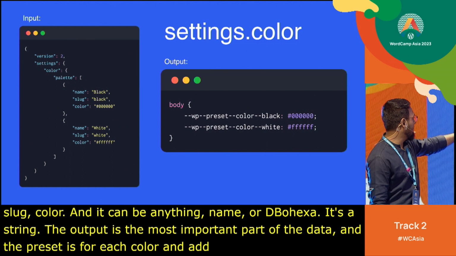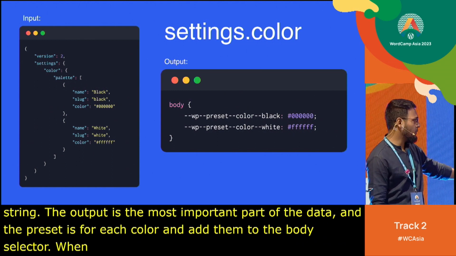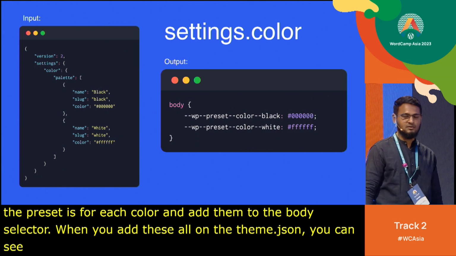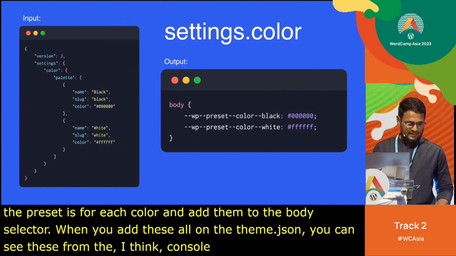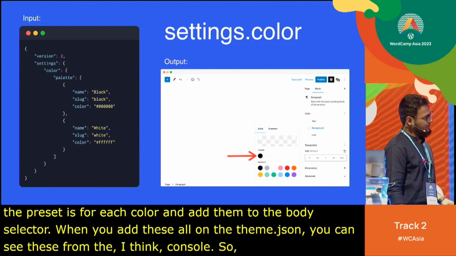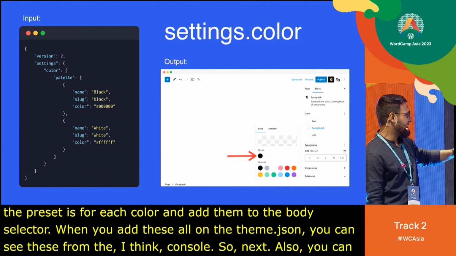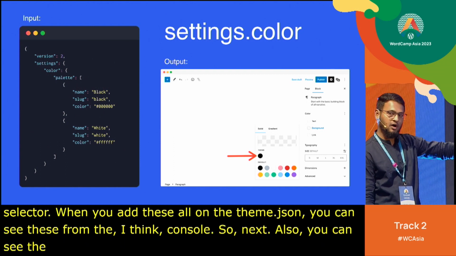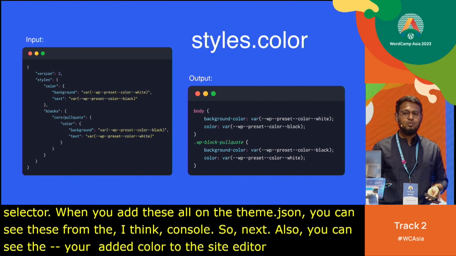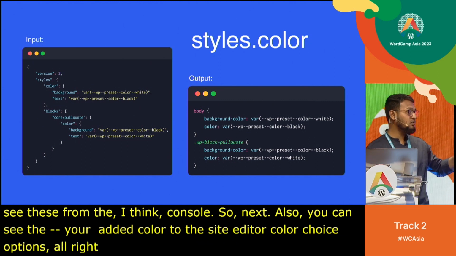When you add these in the theme JSON, you can see this from, I think, the console. So next. Also, you can see your added colors in the site editor color choose options, all right? Now, how can we apply those defined colors?